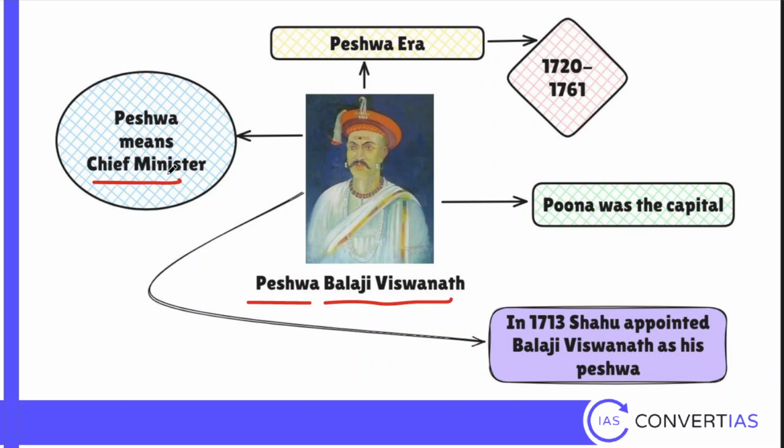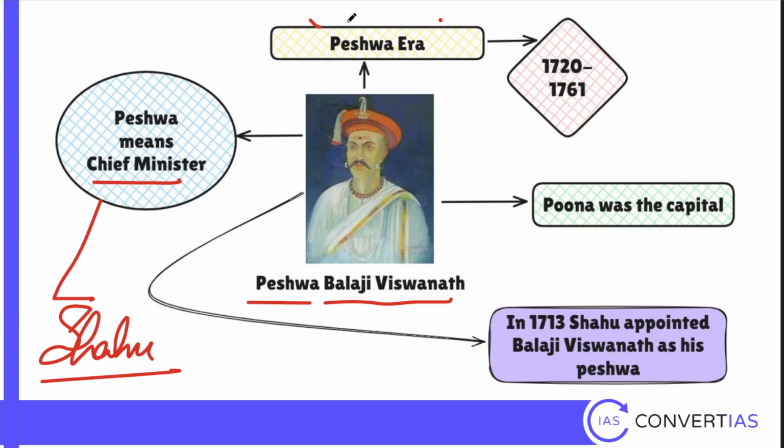Peshwa means chief minister. So once Balaji Vishwanath was appointed as the Peshwa of the Maratha kingdom, a new era starts in the Maratha Confederacy. It is called the Peshwa era. So as the chief minister, the emperor, who is Shahu, becomes a nominal king. The real executive becomes the chief minister. And what he does, he consolidates everyone. He takes everyone together. And from 1720 to 1761, you can see that a consolidation is happening. And Peshwas have Pune as their capital.